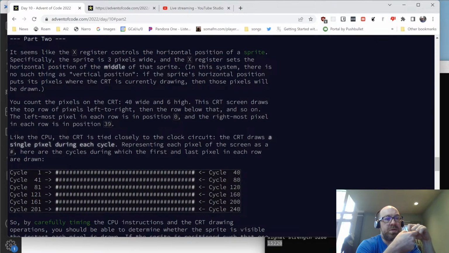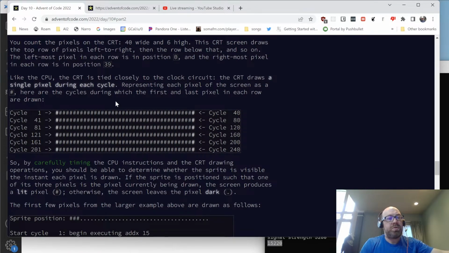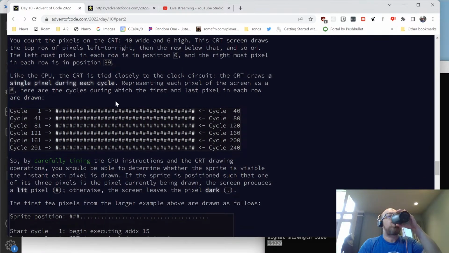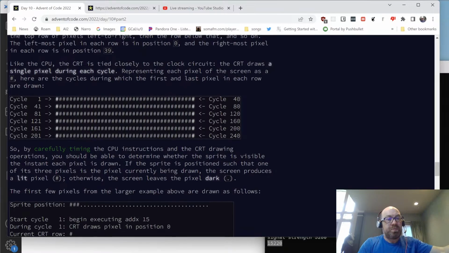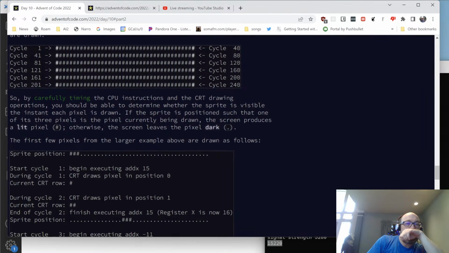Like the CPU, the CRT is tied closely to the clock circuit. The CRT draws a single pixel during each cycle, and each pixel of the screen has a number. Here are the cycles during which the first and last pixel of each row are drawn: cycle 1 to cycle 40. So be careful timing the CPU instructions and the drawing operation to determine whether the sprite is visible at the instant each pixel is drawn. If the sprite is positioned so that one of its 3 pixels is the pixel currently being drawn, the screen produces a lit pixel. Otherwise, the screen pixel is dark.